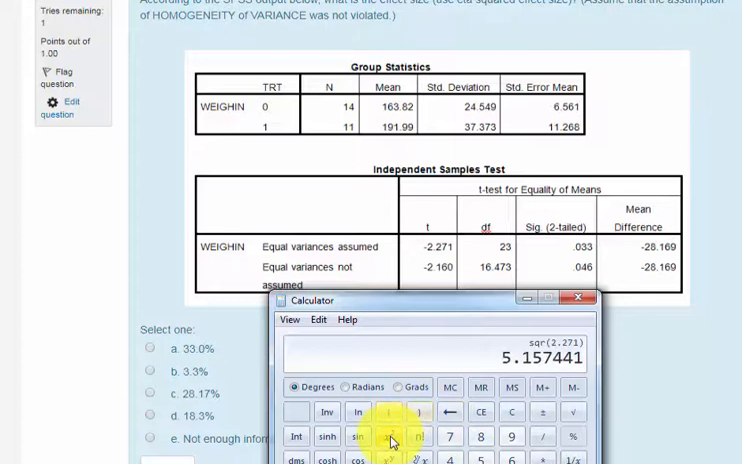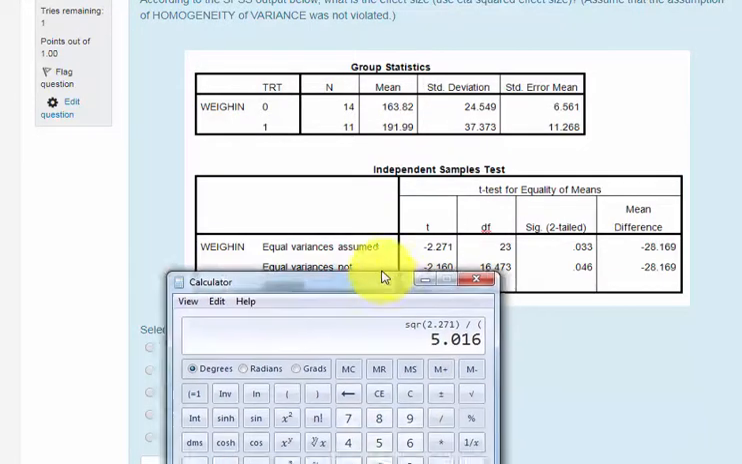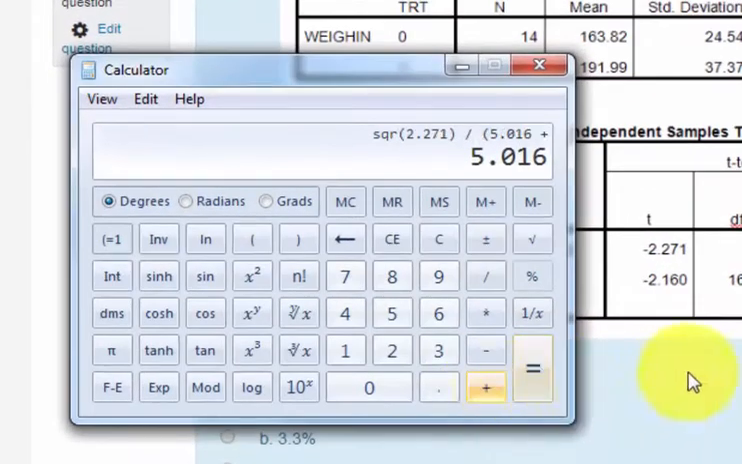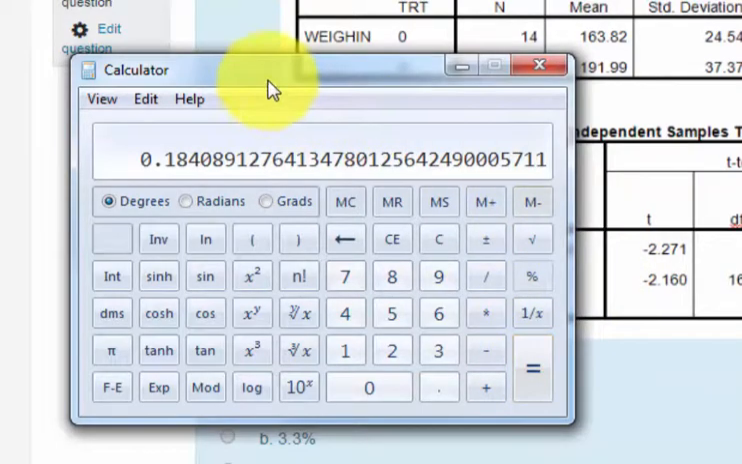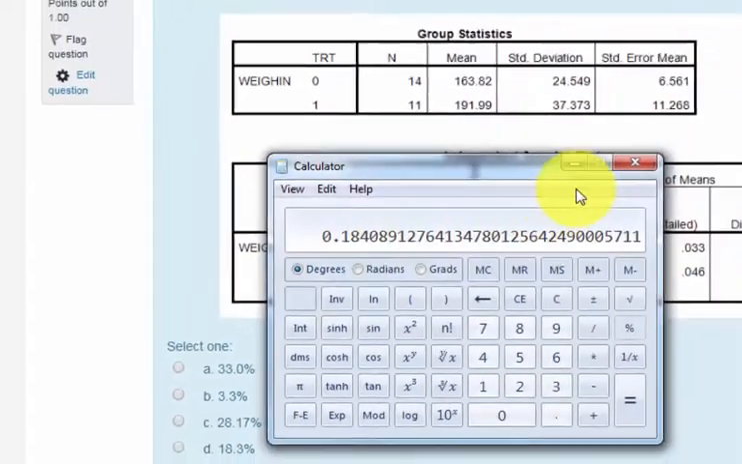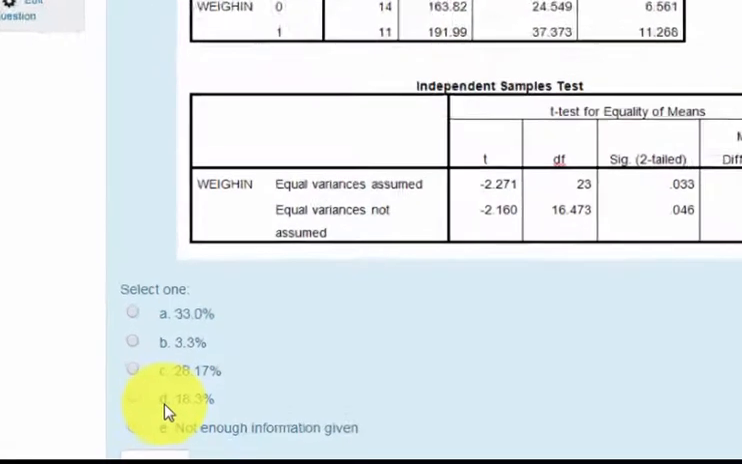It's going to be 2.271 squared. Remember that number, I'm just going to call it 5.16. And we're going to divide that by 5.16 plus degrees of freedom, which is 23. Close parentheses. So is that about right? Yeah, 5 plus 23. So this is going to be our eta squared, roughly about 18.4%. So that's close enough for me, 18.3%.